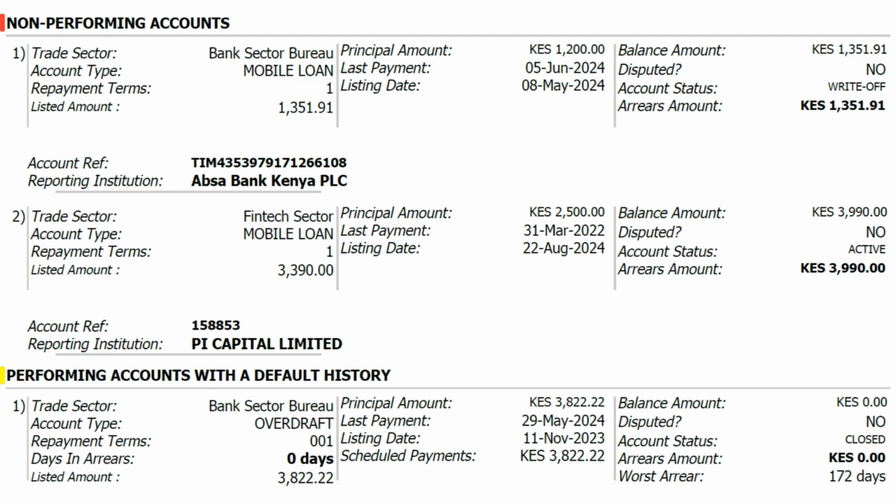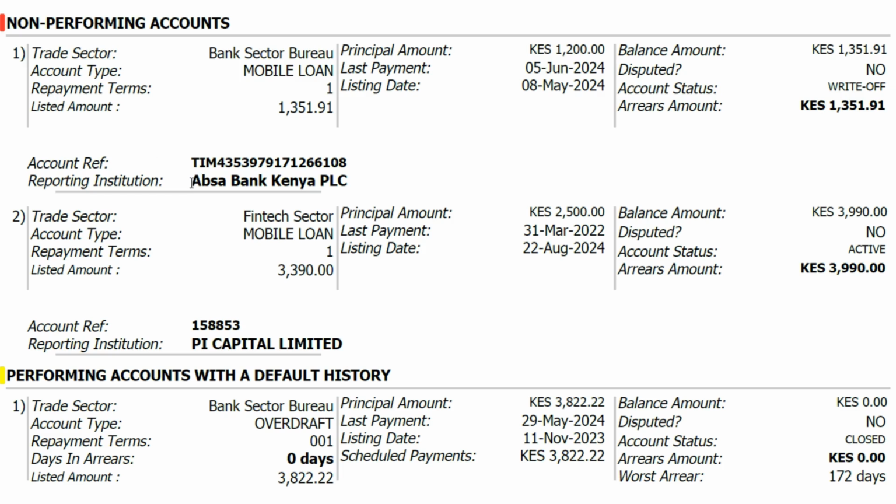When you go to the second page, the first account will be the non-performing accounts. This will be the first on the second page. If you have any; if you don't have, it will not appear. We shall go direct to performing accounts with the default history. For this person, they have non-performing accounts. And as you can see, this is a non-performing account. They have two of them.